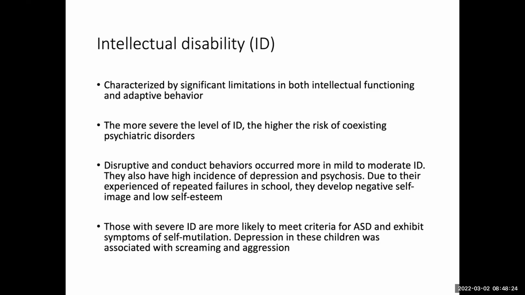Okay, and the more severe the level of intellectual disability, the higher the risk of coexisting psychiatric disorders. Disruptive and conduct behaviors occur more in mild to moderate ID. They also have a high incidence of depression and psychosis, and due to the experience of repeated failures in school, they develop negative self-image and low self-esteem. Whereas those with severe ID are more likely to meet criteria for autism and exhibit symptoms of self-mutilation, self-injurious behavior. And depression in these children was usually associated with screaming and aggression. It is more of an externalizing behavior.